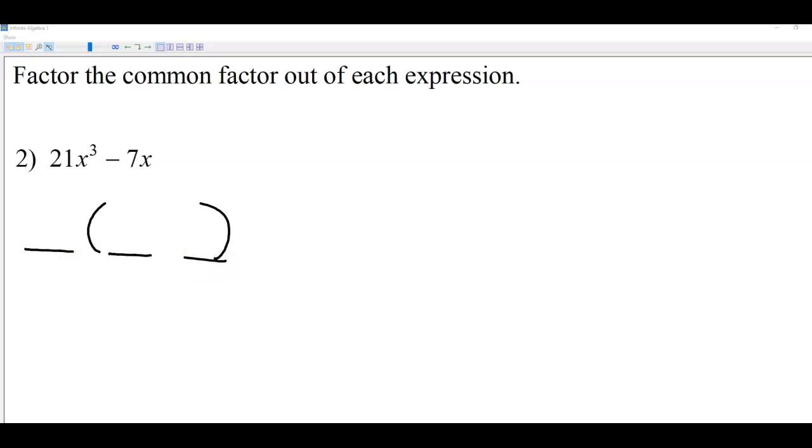Okay, so the first question is, can we divide out any common coefficients here? What coefficient can I divide out? So think about it. I'll give you a few seconds, then I'll ask you. What coefficient can I divide out? And what do you think, Megan? I could take a 7 out because 7 goes into 21, and it also goes into 7.